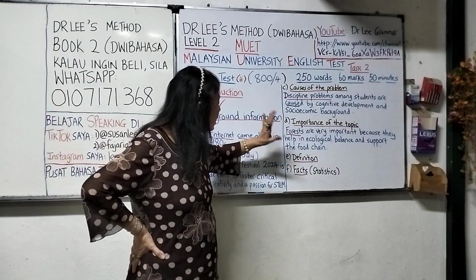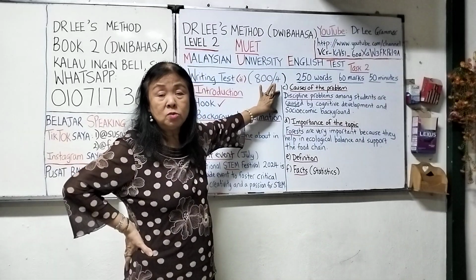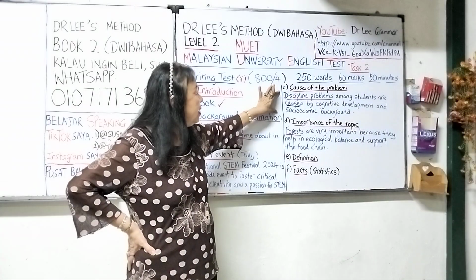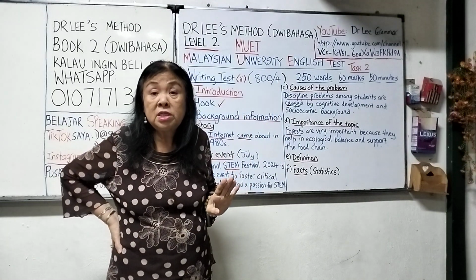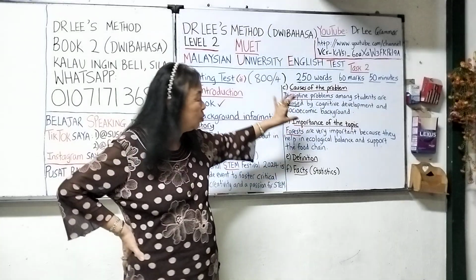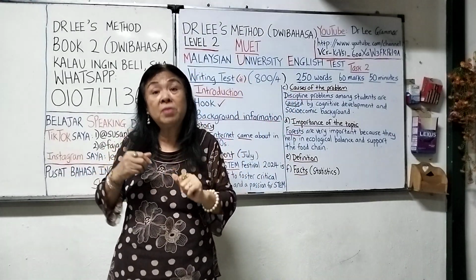So looking at this, you will know. Like this one, I'm sure you know the topic must be maybe how to solve disciplinary problems in secondary schools. Should be that, because that's why you give the causes first, then only you say how to solve the problem.